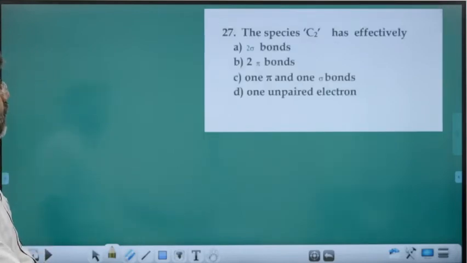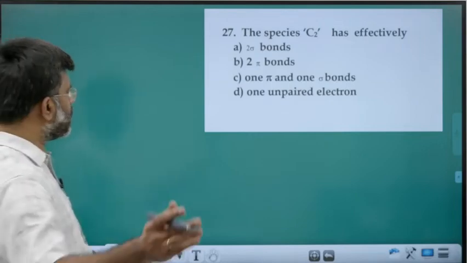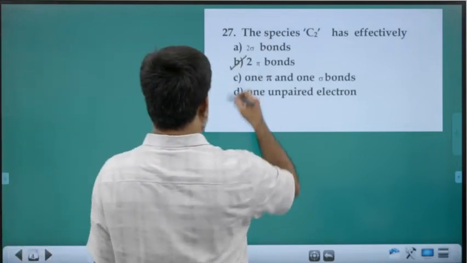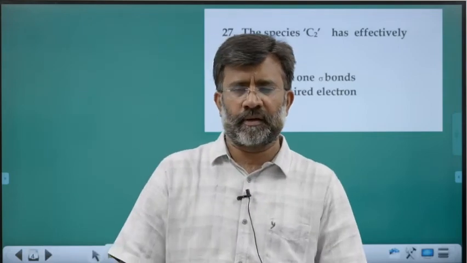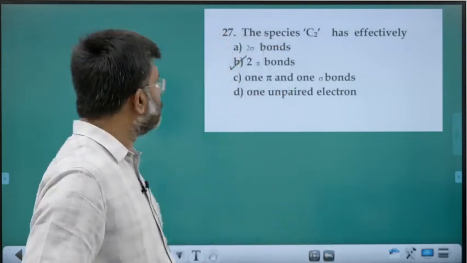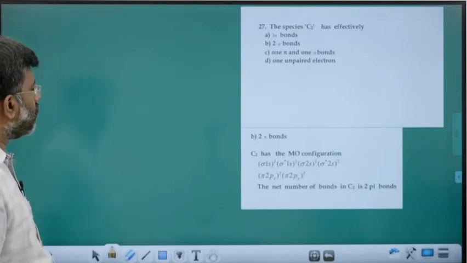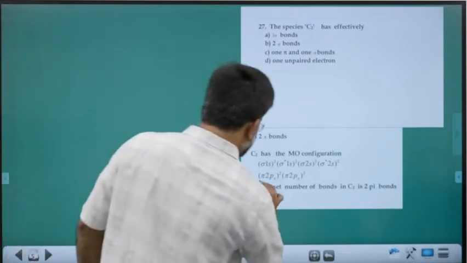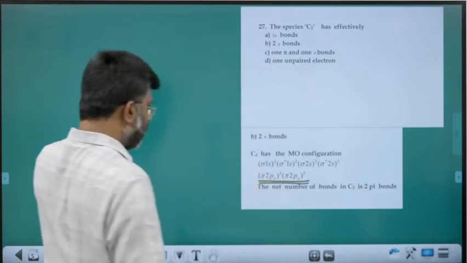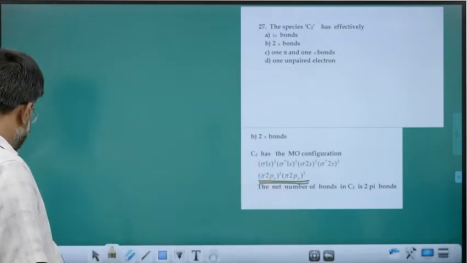The species C2 has effectively, as we have just discussed, 2 pi bonds. With the configuration we have discussed, it is 2 pi bonds, and this is the reason. Next.